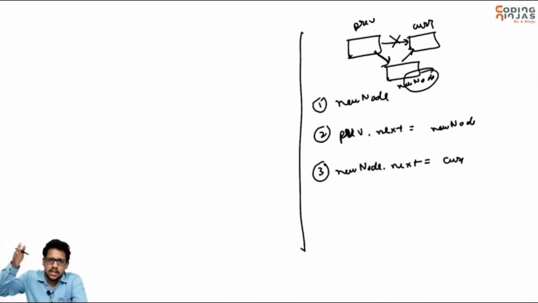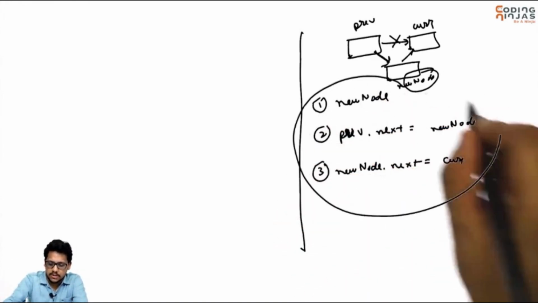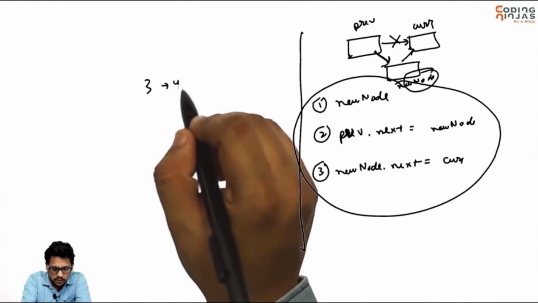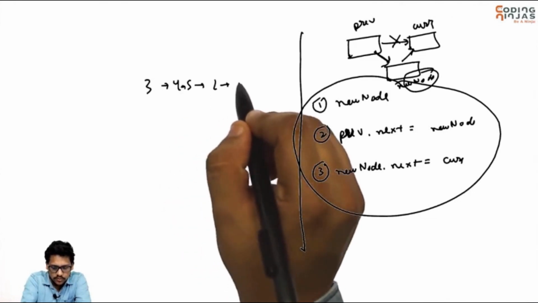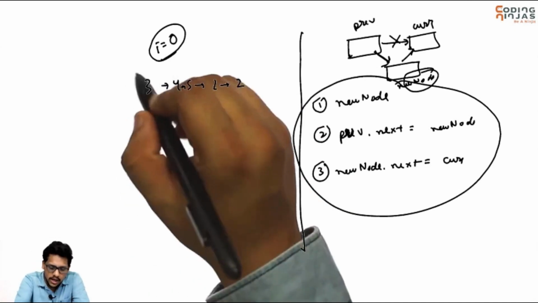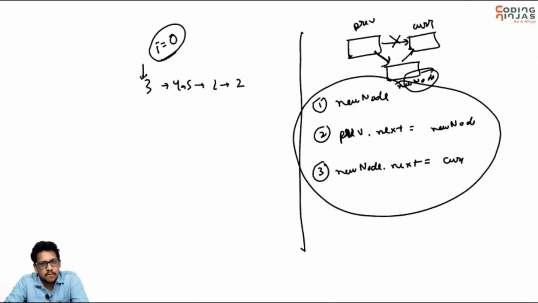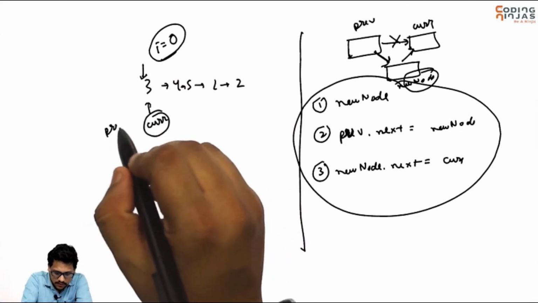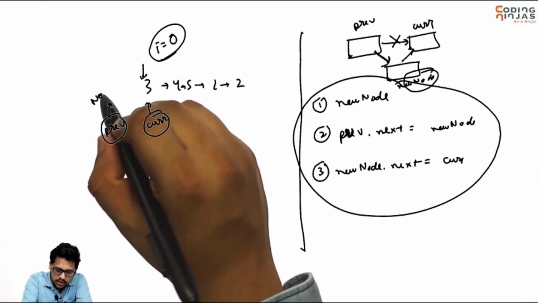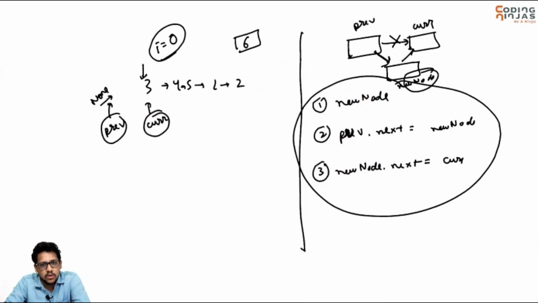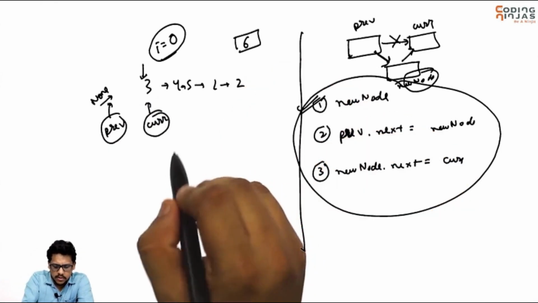I will maintain a count. When the count reaches I, I will do these steps. It will work for every case, but it will fail for one case. Where? Let's say this was 3, 4, 5, 1 and 2. Let's say I give you I equal to 0. I need to insert at this position only. Here, the current will be pointing to this, but the previous will be pointing to nothing. The previous will be none. I need to insert an element with value 6. You will create a new node, that will be done. 6 has been created.